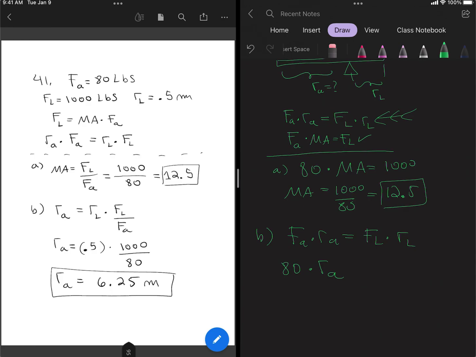So if you do the algebra, you solve for RA. That's going to equal 1,000 times 0.5 divided by 80. And that should give you around 6.25 meters. So now let's go ahead and do the next word problem.